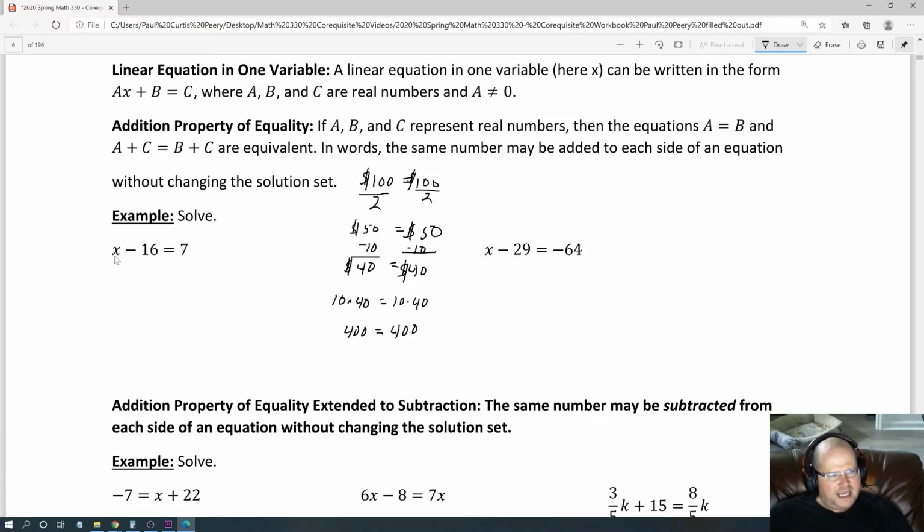So I don't know what the x here is well yet, but x minus 16 is equal to 7. These are equal. That means that whatever I do to one side, I have to do to the other.